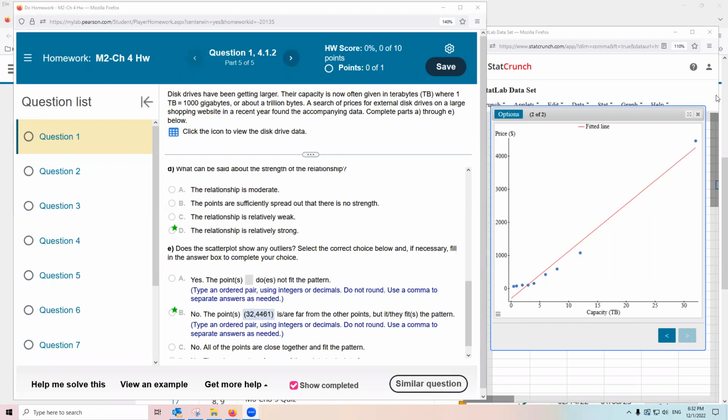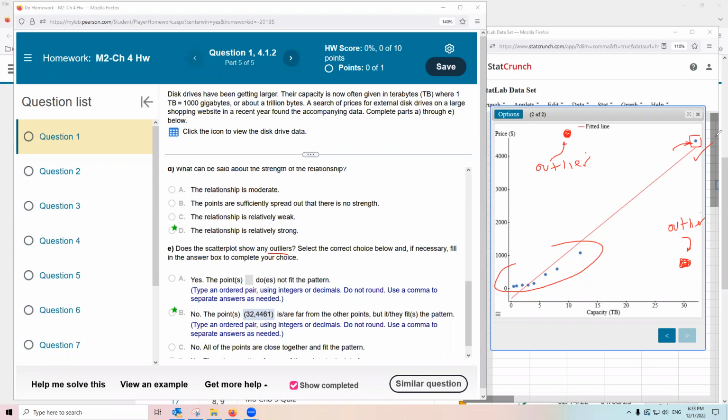All right, it says here, does the scatter plot show any outliers? Well, there's really no outliers here because this point way out here is still fitting the pattern. If there was a point way up here, this would be an outlier because this point is far away from the pattern. If there was a point way down here, this point would be an outlier because it's far away from the pattern of all the other points. So this point is not an outlier, but it is displaced from all the other points, right? All the other points are clustered down here, and then this one point is way up there.